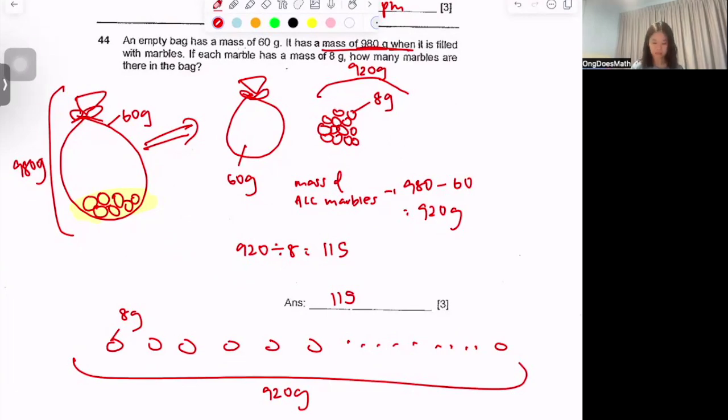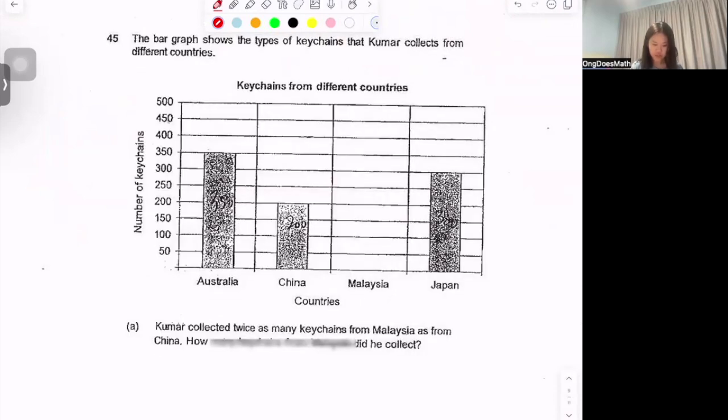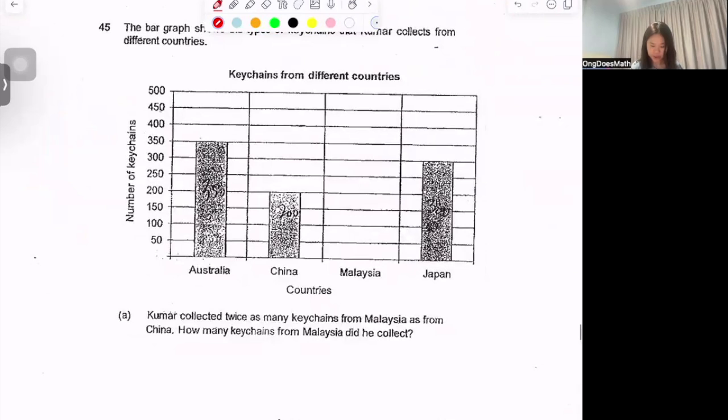Cool. Last question. The bar graph shows the types of keychains that Kumar collects from different countries. Kumar collected twice as many keychains from Malaysia as from China. How many keychains from Malaysia did he collect?